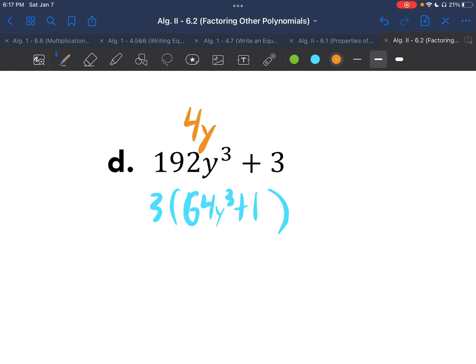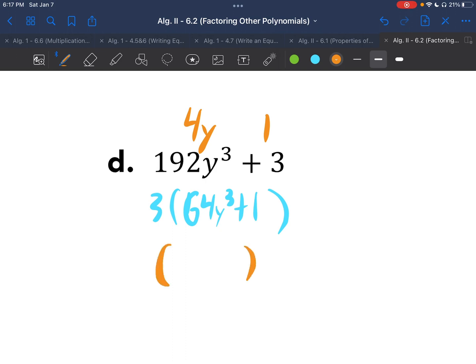Now, if you notice, 64 is 4 times 4 times 4. So it's really 4y times 4y times 4y to get the y cubed part as well. And then 1 cubed as well. 1 times 1 times 1 gives us 1. So that's also a perfect cube. So now we have a sum of two cubes.